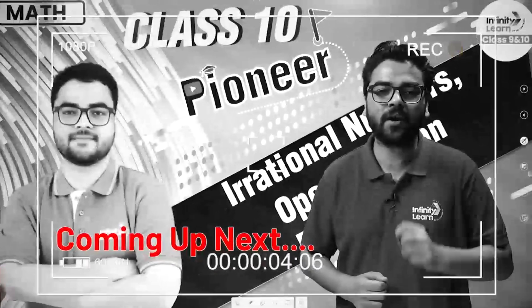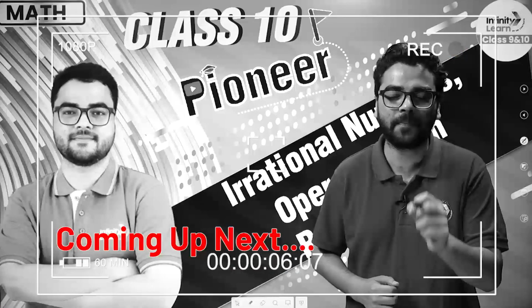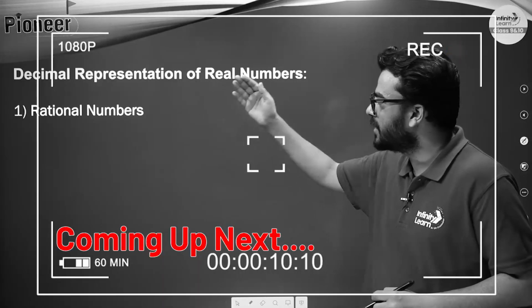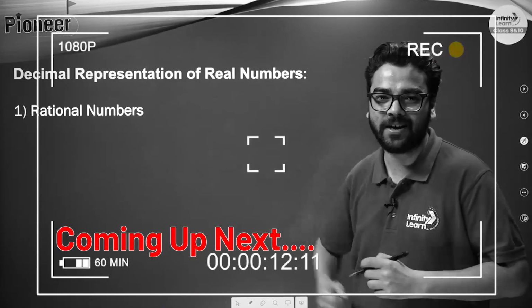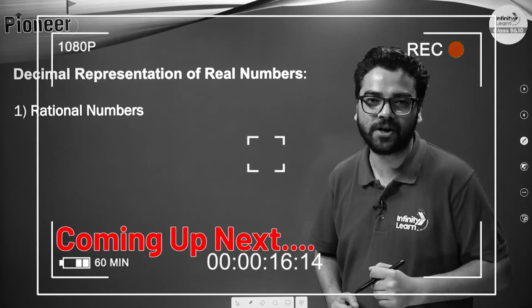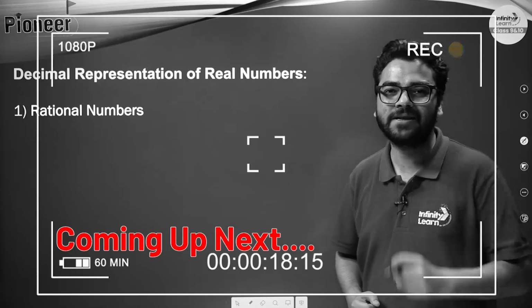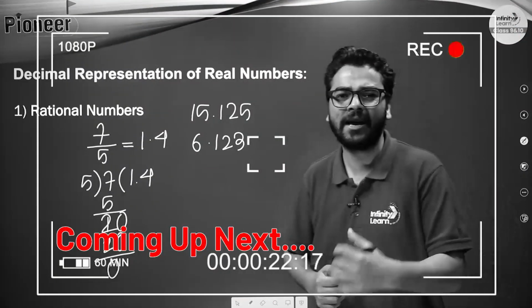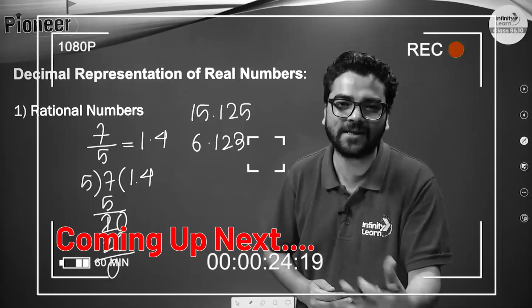And in this session, we are going to talk about the decimal representation of real numbers. So over here, first we are going to do the decimal representation of rational numbers. There can be two types of decimal representation of rational numbers. The first can be terminating decimal representation. What does it mean? Terminating means it is stopping after some places of decimal.